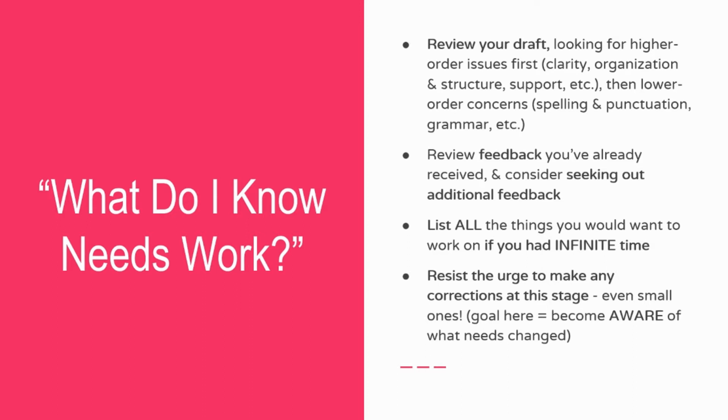First, you'll want to examine higher order issues because they are usually worth more points as well, like organization and evidence in your paper, and then the lower order concerns such as grammar. Then, if you have time, get additional feedback to any feedback that you may have already gotten. If you don't have time, don't worry about it. Just try to do this if you do have time. Then after that, you can make a list of everything that you want to work on if you had ample amounts of time. Also during this stage, try not to make corrections, even if it's feeling like, okay, I'm getting something done by making these small corrections.